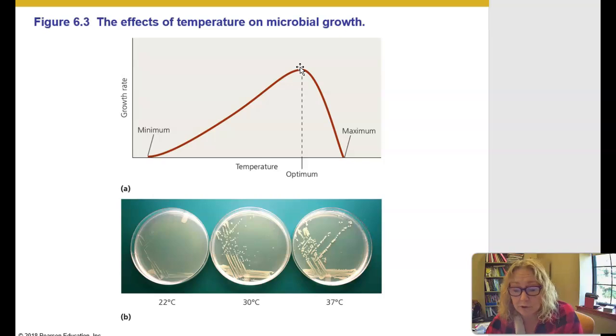You can sometimes use this as a selective media. It'll be like it won't grow at 37 degrees, or it won't grow until you get to 37 degrees. It won't grow at 22 degrees. So sometimes you can put your plates in various conditions and differentiate between two. But mostly this information is given to you so that you know how best to grow your bacteria.